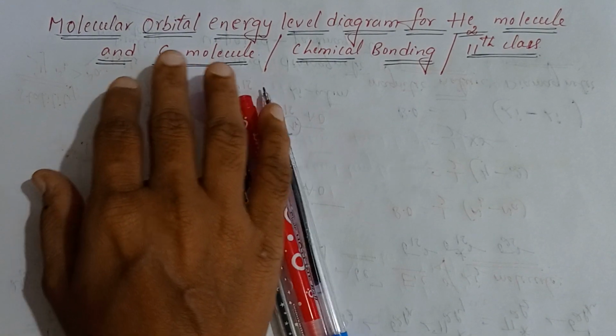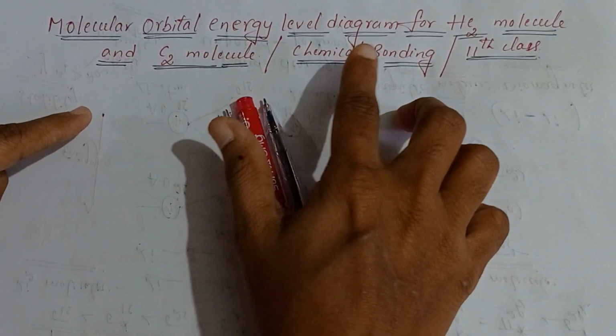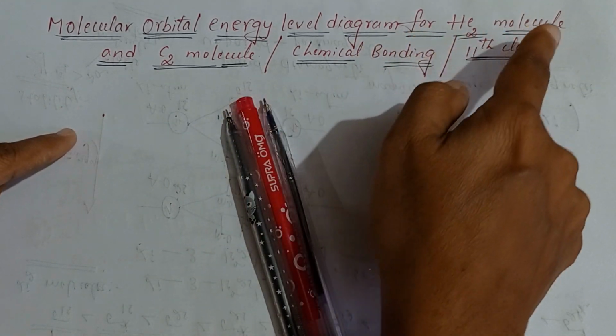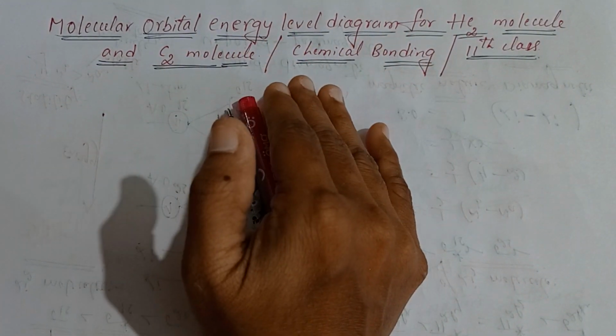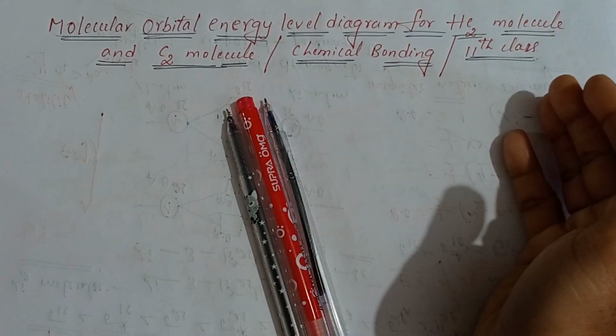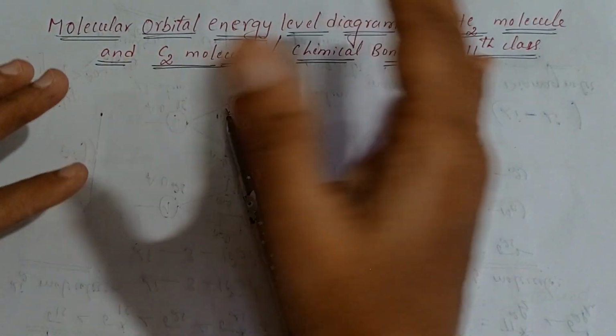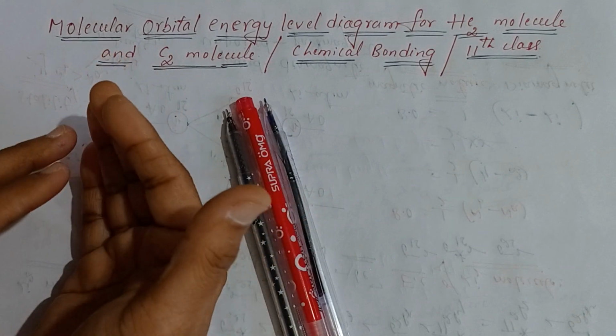In today's section, I'm going to discuss the molecular orbital energy level diagram for the He2 molecule and the C2 molecule, students. Okay. So first of all, the He2 molecule. These two molecules belong to up to 14 electrons, students.